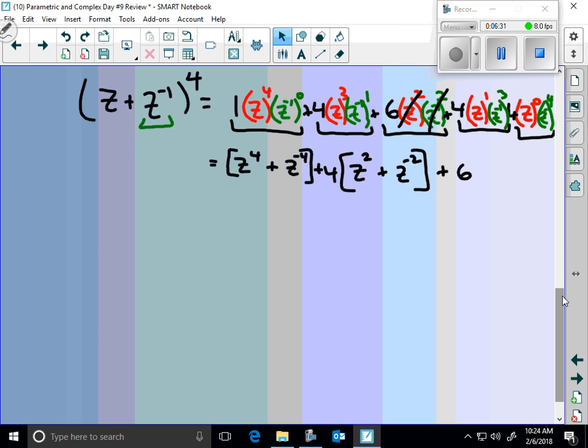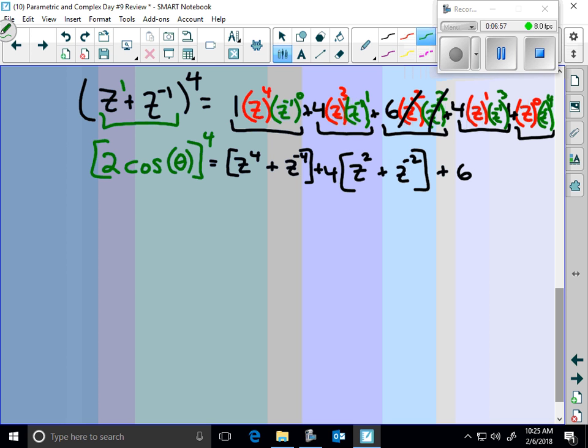Now how do I get from where I am to where I want to be? Well, what did we say that this equaled above? 2 cosine n theta. What is n? 1, right? So it'd be 2 cosine theta, and I'm taking that to the 4th power. Okay, so 2 to the 4th is 16, and cosine to the 4th would be cosine to the 4th.